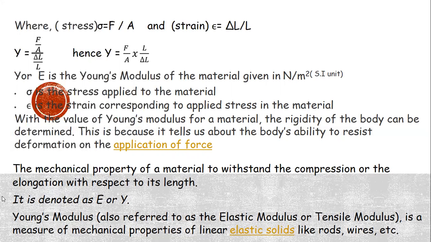So it is the mechanical property of a material to withstand compression or elongation with respect to its length. This is denoted by E or Y, and the Young modulus is a measure of the mechanical property of linear elastic solids like rods and wires. So the Young modulus tells me how much stress an object can have.